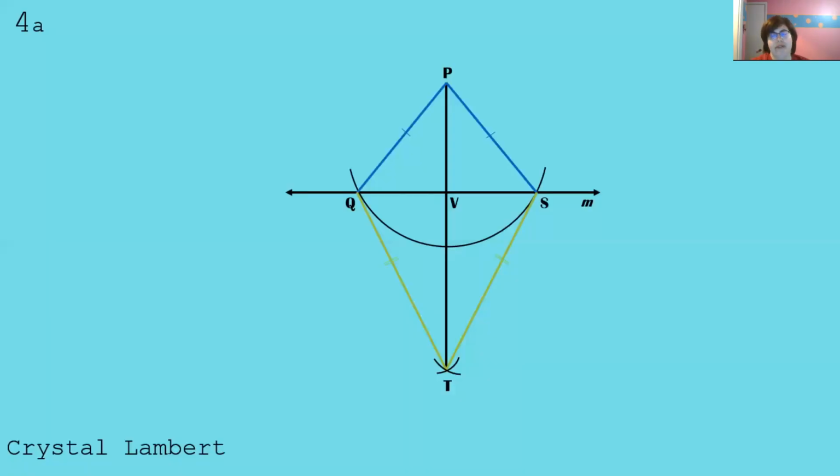So next we're given this shape. And we have the line M. And remember, lines have arrows. They keep going for infinity, both directions. And then we're given some points and some line segments and some arcs.